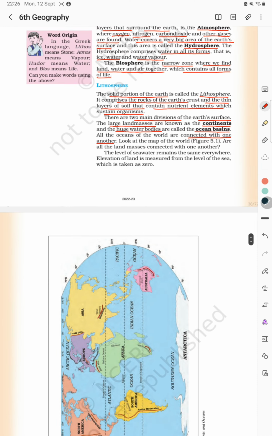So the level of seawater remains the same everywhere. Elevation of land is measured from the level of the sea, which is taken as 0. So the elevation of sea is the same everywhere, so we assume it as the reference point, and the elevation of land is measured from the elevation of sea, which is taken as 0.